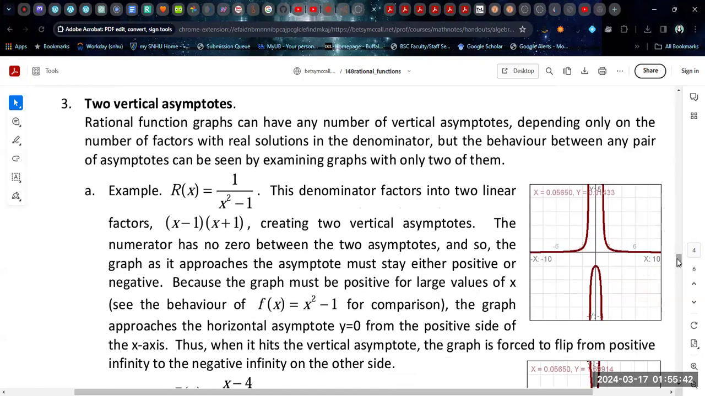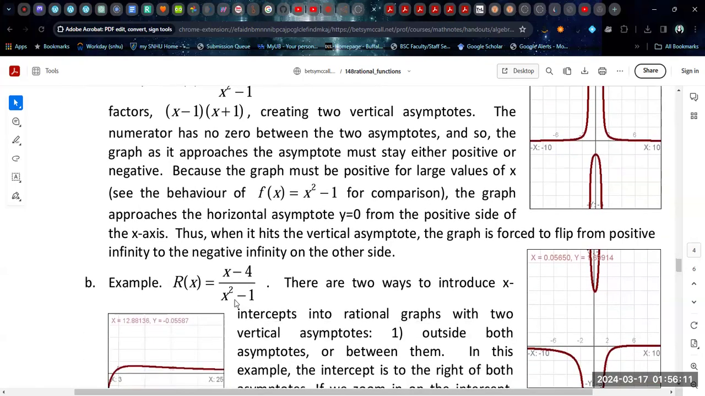Now, if we have two vertical asymptotes, then they will be asymptotes in two different locations. And again, if they're not repeated like this, then like this one, it goes up to positive infinity. And then when it goes to that asymptote, it flips over. And then it comes back down to negative infinity. And then it flips over again as it goes through that asymptote.